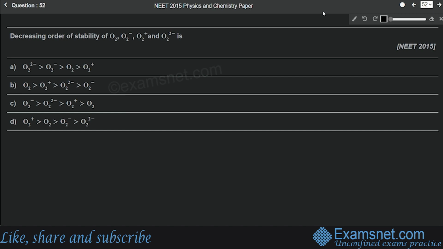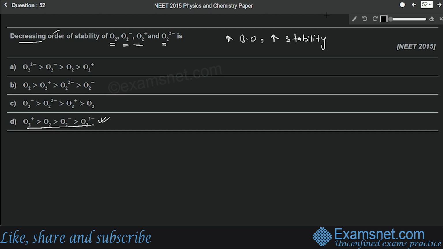Question number 52 is from the chapter Chemical Bonding and Molecular Structure, and the question is, decreasing order of stability of O2, O2 minus, O2 plus and O2 2 minus is. So we have to find the correct decreasing order of the stability of these species. Now for this we should know that stability is related to the bond order of the species. Higher the bond order of the species, greater will be its stability. So they have a direct relation. Now according to this, the correct answer will be the last option, option number D.